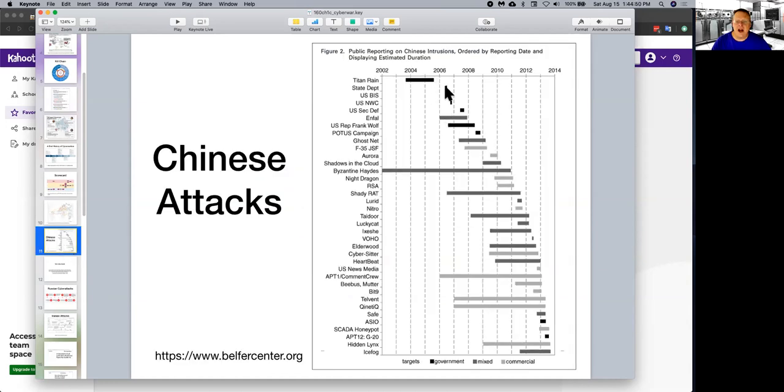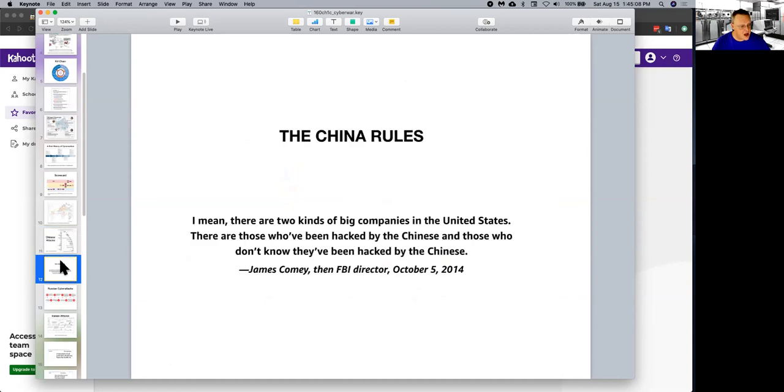And here's a timeline of Chinese attacks up through 2013 or so. And you just see many, many attacks, many, many groups with different purposes. The Titan Rain attack was specifically against Tibetan activists for political purposes inside China, but most of these are stealing intellectual property for their economy. And so, like I say, here's the China rule. There's only two kinds of companies in America, the ones that know they've been hacked by the Chinese and the ones who don't know that they've been hacked by the Chinese.